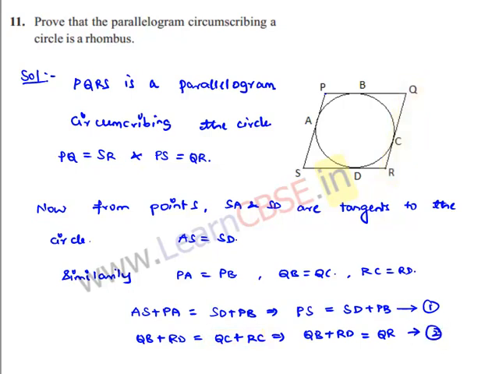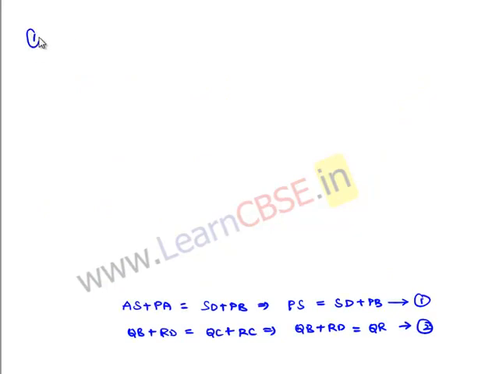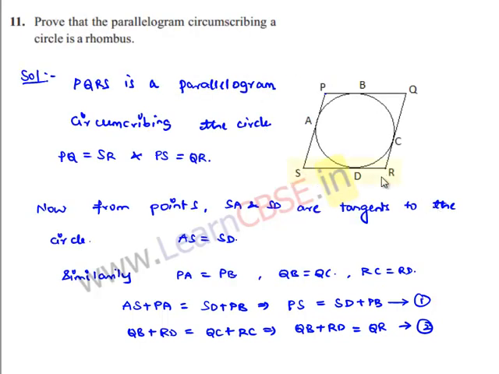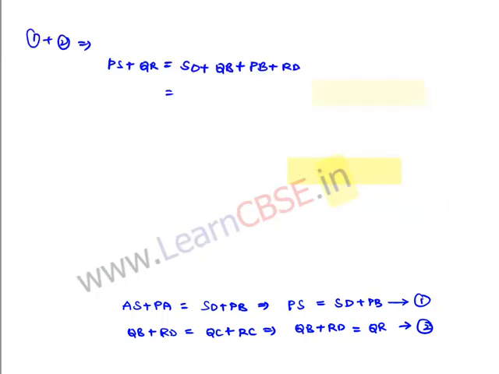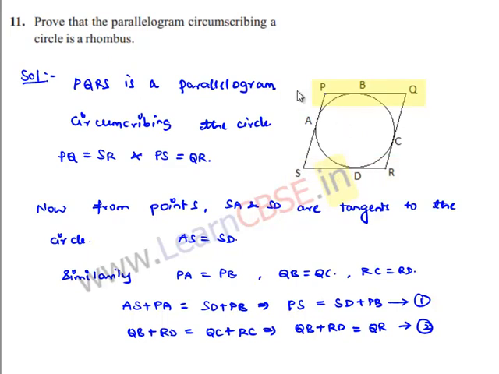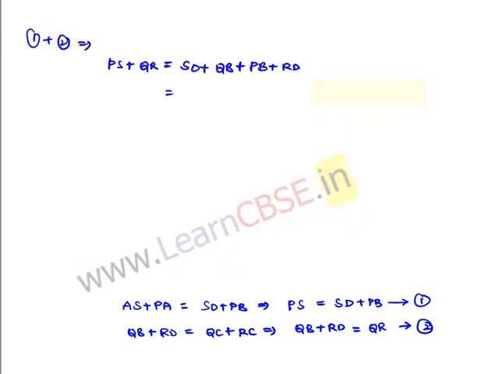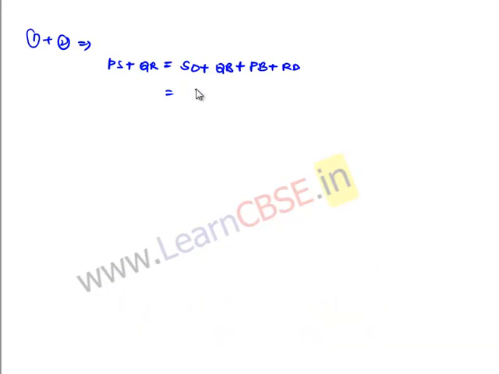Now let us add both the equations. Then we get PS plus QR is equal to SD plus QB plus PB plus RD, that is equal to, here SD plus RD is equal to RS and QB plus PB is equal to PQ. So we get the solution as PQ plus RS.